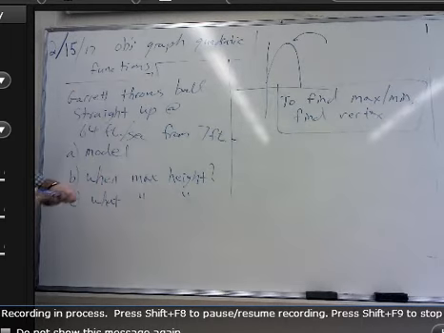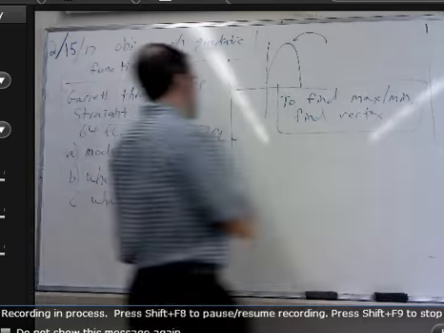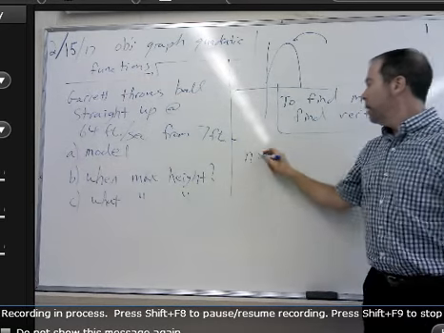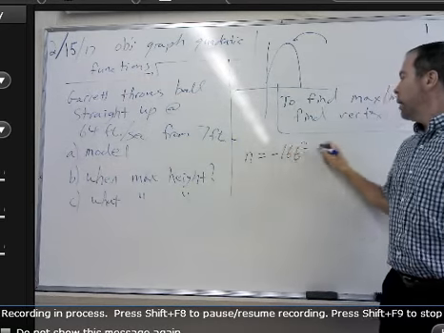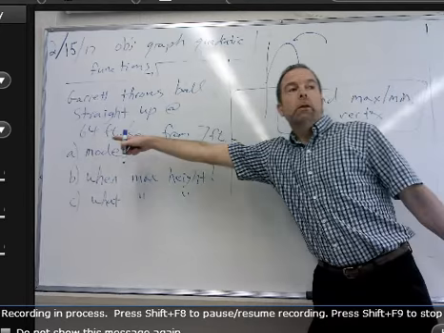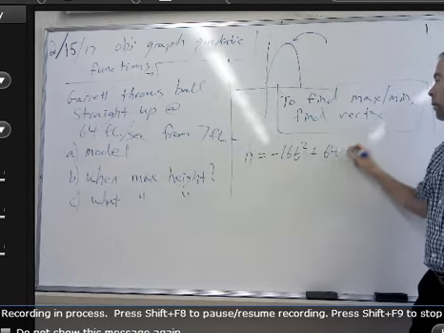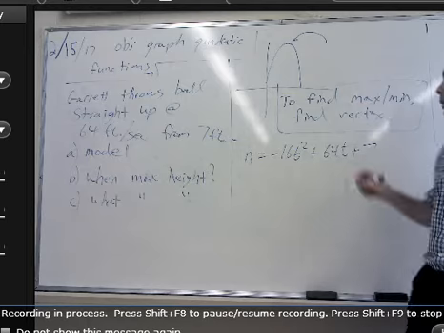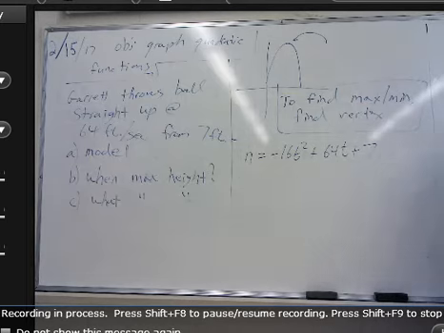H equals negative 16t squared plus 64t, right, the initial velocity, plus the initial height, 7. There's the model. Everyone's okay? Okay, great. So there's part A.